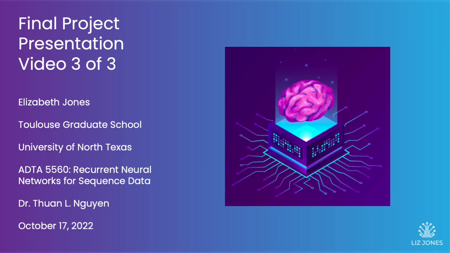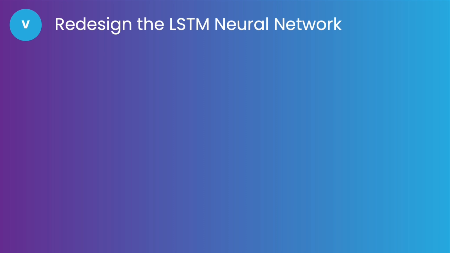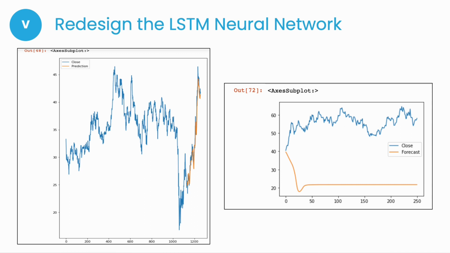Welcome back to video number 3 of my final project presentation. We are now on part 5 of the project, redesigning the LSTM neural network to see if results can be improved. I started the redesign by thinking back to part 4, where the testing results were good as shown on the left picture, but the forecast was not as shown on the right.